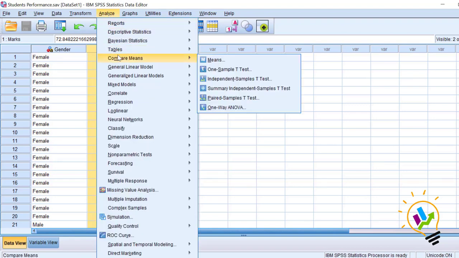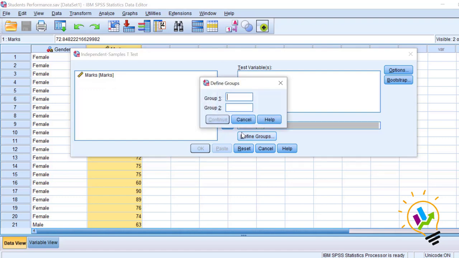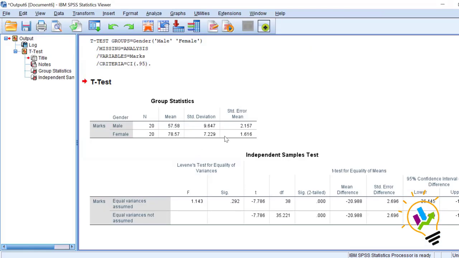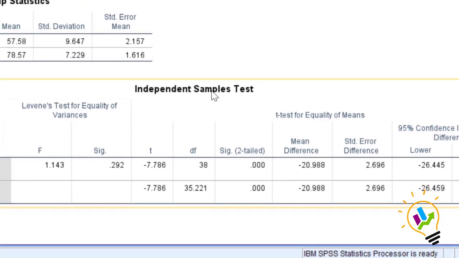Analyze, compare means. We must do independent sample t-test. Here the grouping variable is gender. Let's take gender. Define groups. We have male as the first group, second group is female. Continue. And marks is the testing variable. Click OK. Once we click OK, in the output we must see the independent sample t-test.